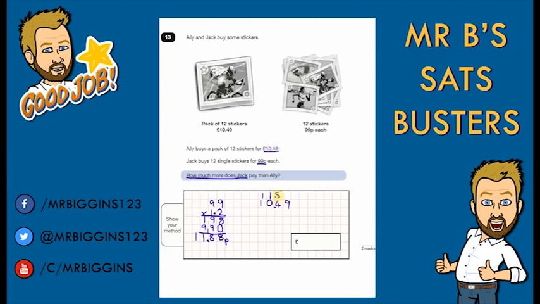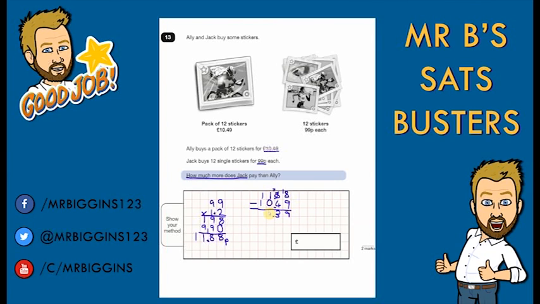And Ali spent £11.88. And we need to know how much more he pays, so we need to know the difference. So to find the difference, we need to take away. So we need to do 8 take away 9, we can't do. So we're going to borrow 1 from there, make that 7, not 18. 18 take away 9 is 9. 7 take away 4 is 3.